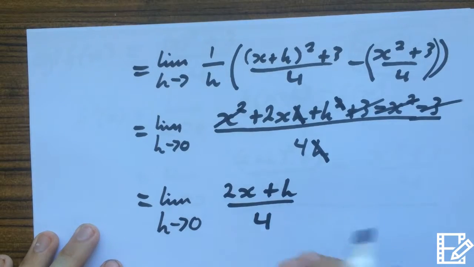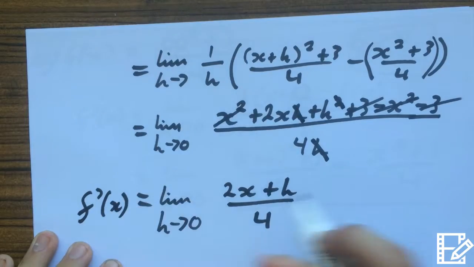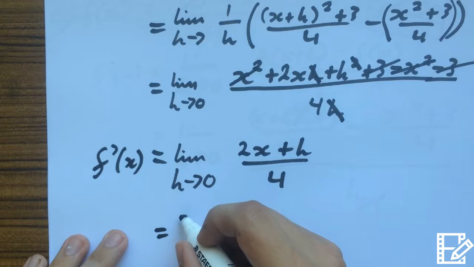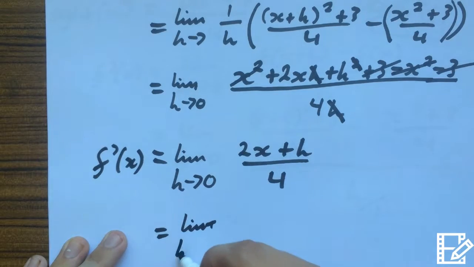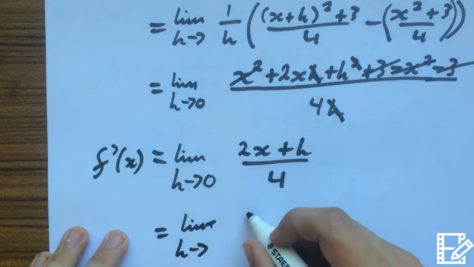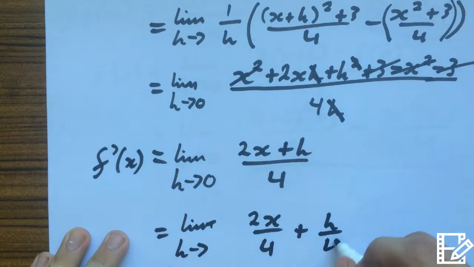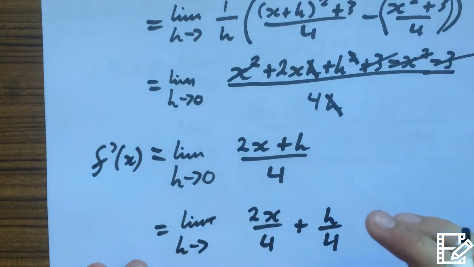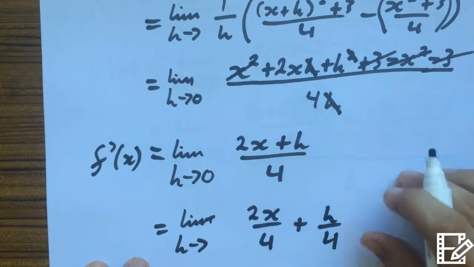Okay, now we're going to split this. I'll just write the derivative here. Should have written them for all of them, but doesn't matter. Now we're going to split it again, or undo the joining. And we're going to have 2x on 4 plus h on 4. Because it's 2 over 4, that's the exact same as 1 over 2.